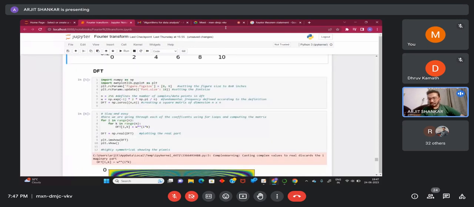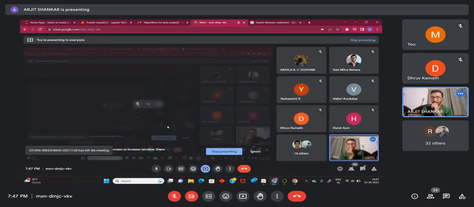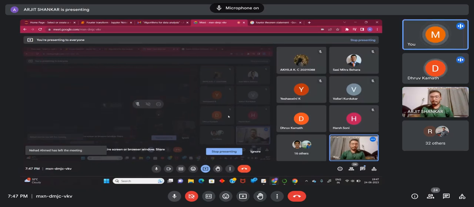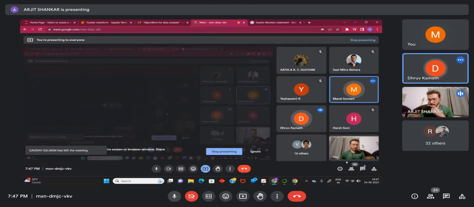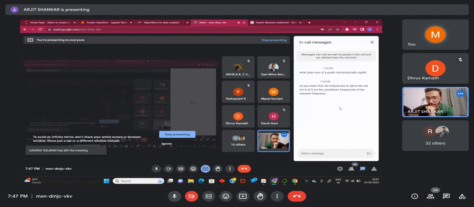Okay, so if anyone has any questions till now, they can ask me. Is everything clear till now? How are these Fourier coefficients exactly? Oh, okay. I will look at them.